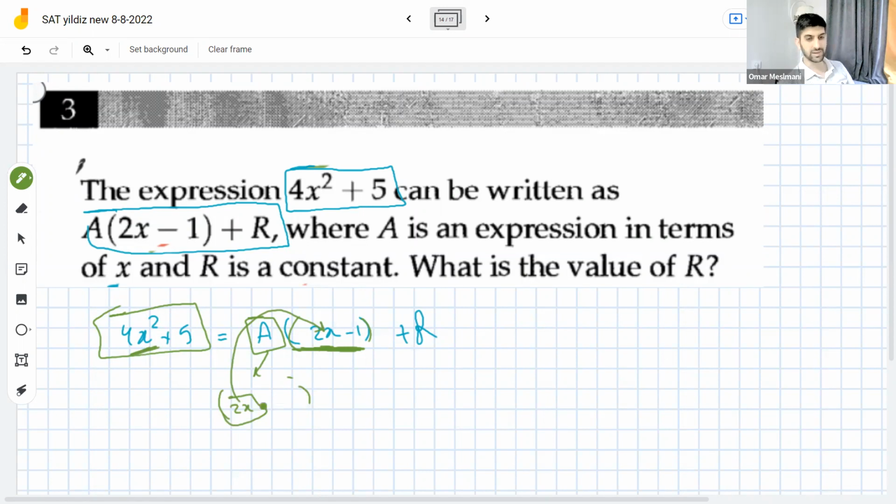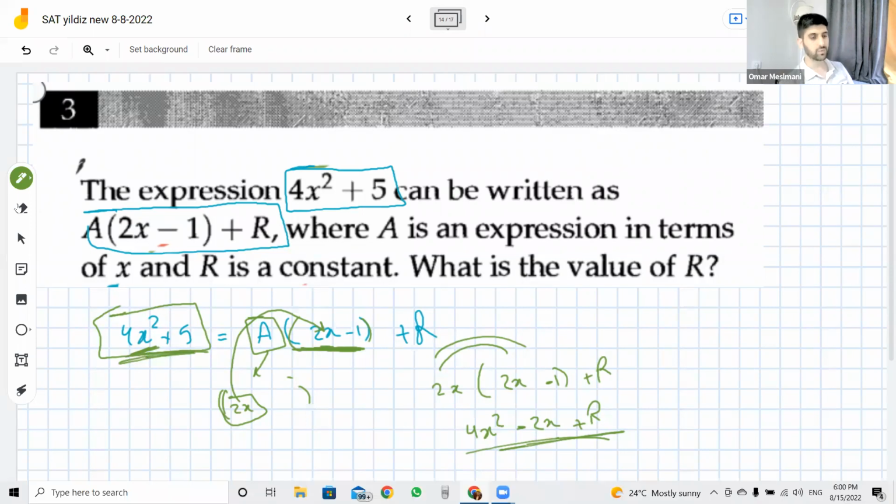Then, what is the number supposed to be in here? But what if I just use only 2x? Can I use only 2x? Yes, you can. If you use 2x, it's going to be 2x multiplied by (2x minus 1) plus r. So if you multiply the 2x inside, it's going to be 4x squared, and then minus 2x plus r. Look, how many terms do you now have? You have 3, and how many terms are there on the other side? You have 2. So you have a mistake. You have to fix this problem.